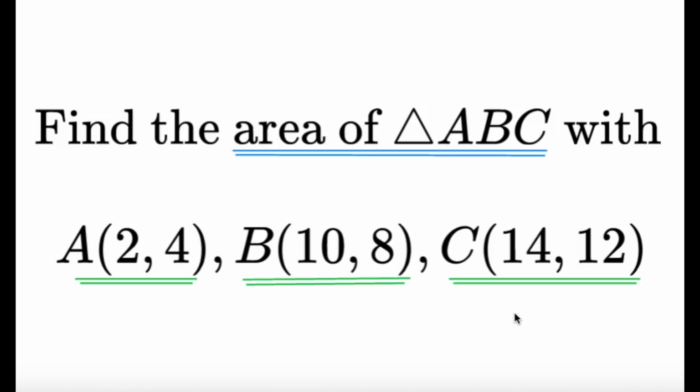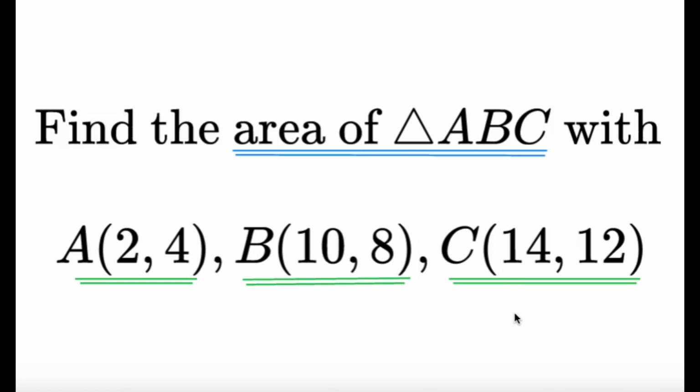questions. For this one, find the area of triangle ABC with coordinates A at 2, 4, B at 10, 8, and C at 14, 12. As usual, pause this video if you'd like to give this item a try. But if you're done, let us dive into the solution.